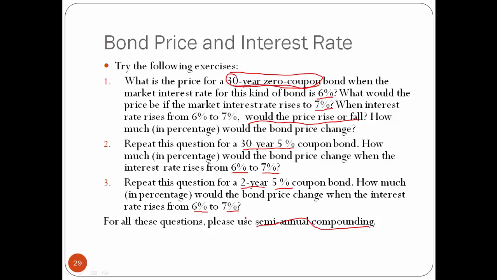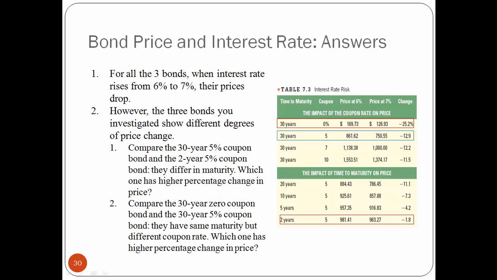So I would say pause the video by now and try to find out the prices for all these different kinds of bonds when the interest rate was 6% and then change it to 7%. So you're actually going to find 6 different prices, right? And now let's take a look.